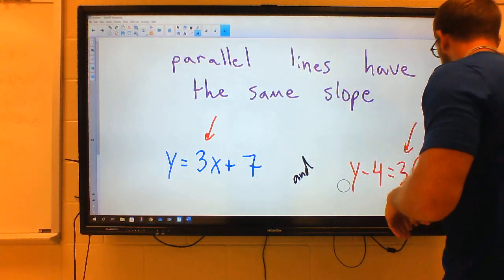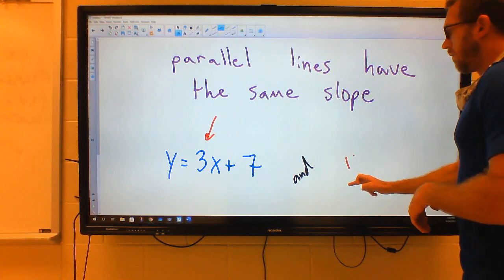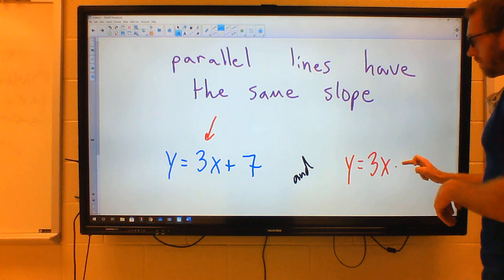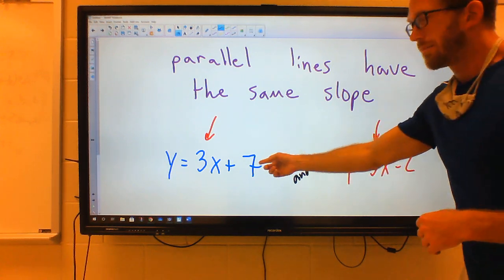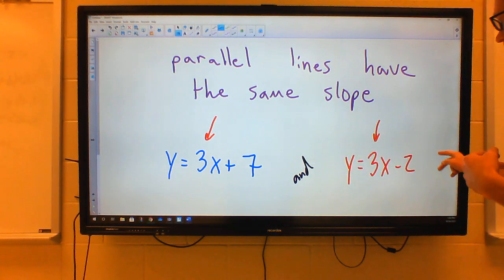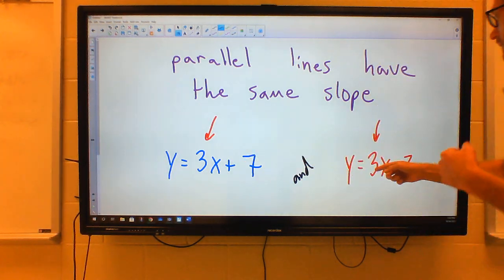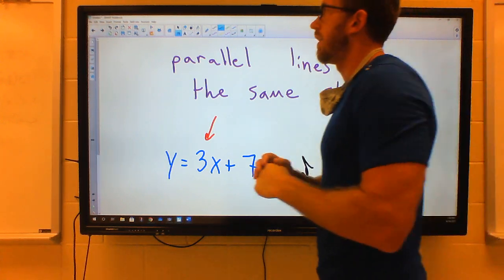So I could rewrite this: y equals 3x minus 2. Notice it does not have to have the same y-intercept, otherwise it would be the same line. These just have different heights, different y-intercepts, but the same slope. Okay, so these are examples of parallel lines.